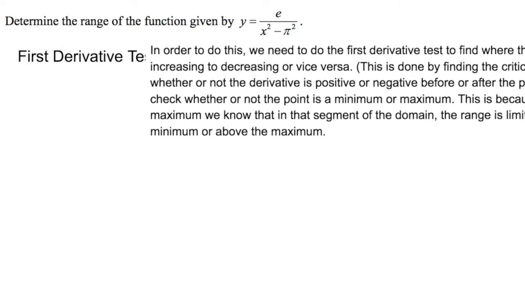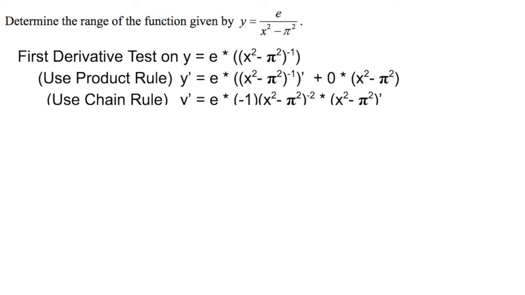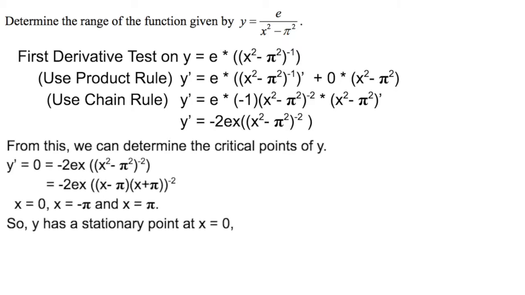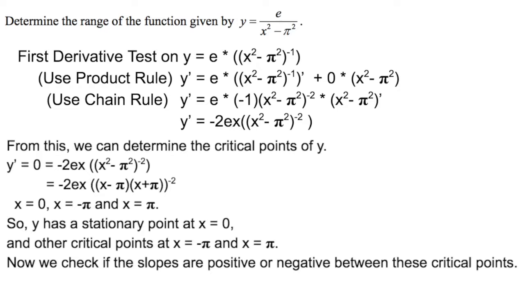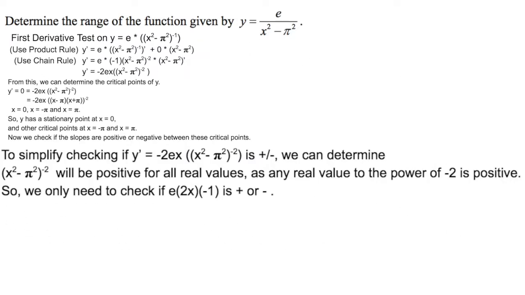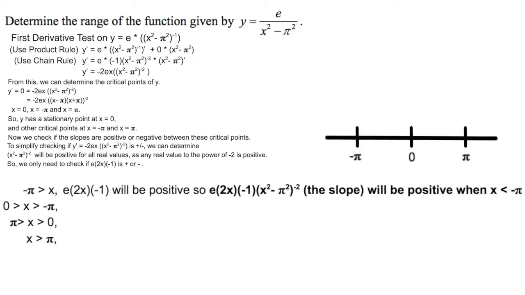So if we do the first derivative test on y equals e over x squared minus pi squared, we get that y prime equals negative 2 e x times (x squared minus pi squared) to the negative 2. From this, we can determine that y has a stationary point at x equals 0, and other critical points at x equals negative pi and x equals pi. Since x is squared, we know that (x squared minus pi squared) to the negative 2 will be positive for all real values. For x less than negative pi, e times 2x times negative 1 will be positive.